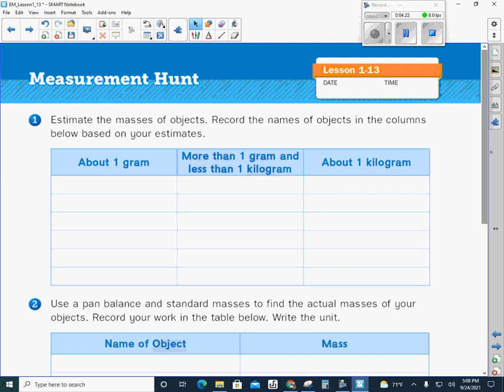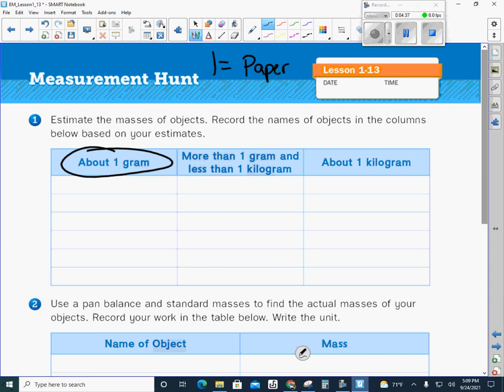What you're going to do with those objects is feel them and determine if they are about 1 gram. Remember, 1 gram is like that paper clip. So you're going to feel some objects and try to find some that are about 1 gram. If you didn't gather any of these, try to gather some objects that are about 1 gram.